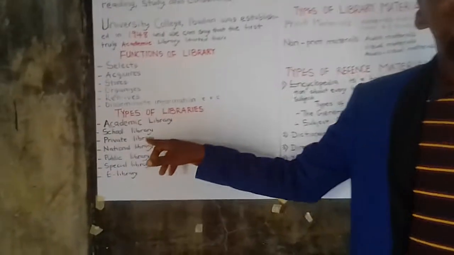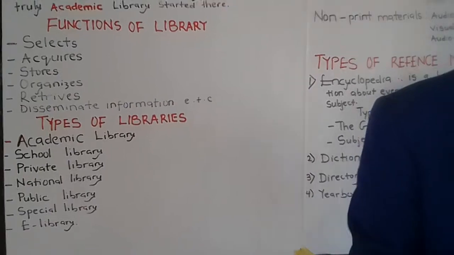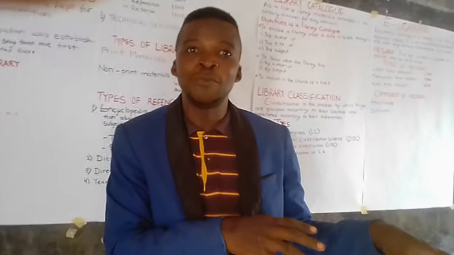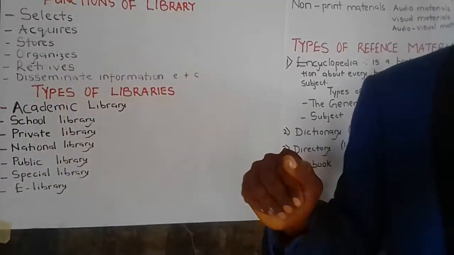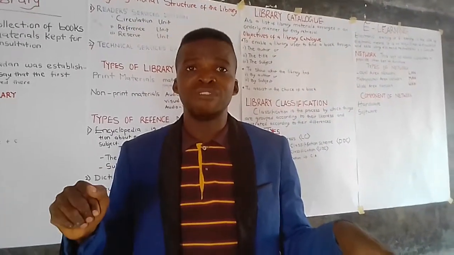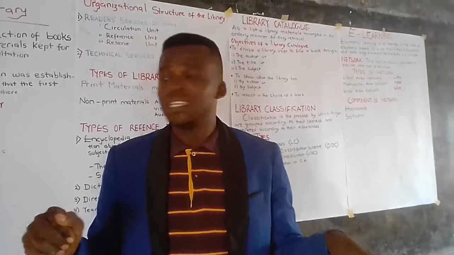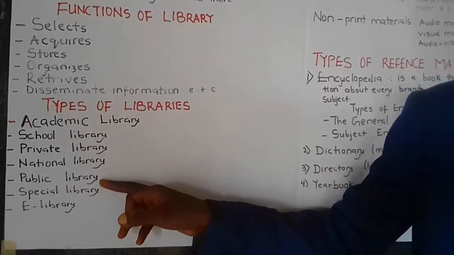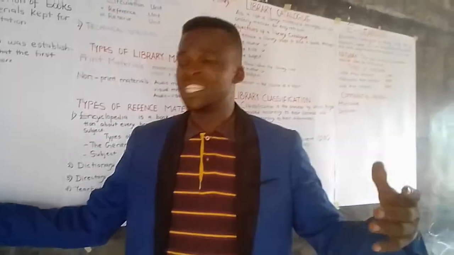We have the private library. A private library is owned by an individual, where you as a student keep your materials at home, in your cupboard, on your table. That is called a private library. We have the next one, the national library. The national library is owned, controlled, and financed by the Federal Republic of Nigeria. It is owned by the federal government. We have the public library. A public library is owned by the state government. It's financed by the state government. It's maintained by the state government.